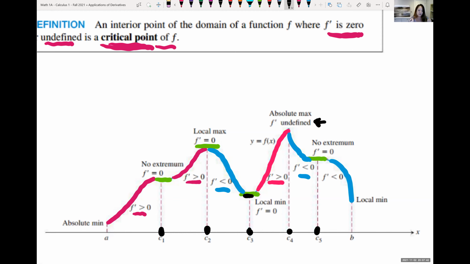Recall that if our function was continuous on a closed interval, then we could have absolute max or absolute mins on that closed interval by the extreme value theorem. And so if you look at this absolute min, this C sub A is our absolute min. That's the smallest y value on the graph. The highest y value on this graph is at C sub 4.